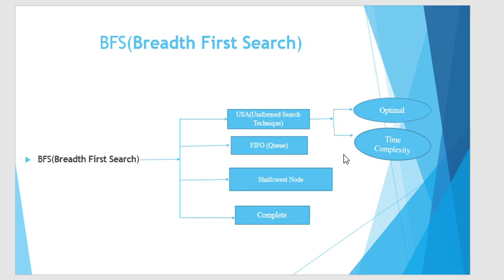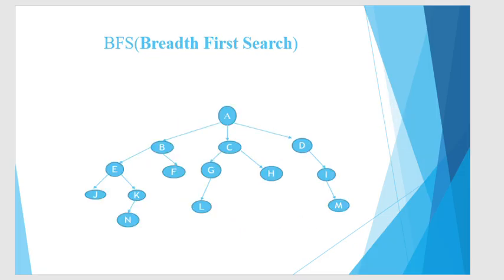And the last point we have is time complexity. We know that the time complexity is the order of b to the power d, where b is the branching factor and d is the depth. So that's all for BFS. Thank you.